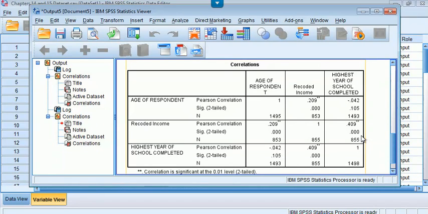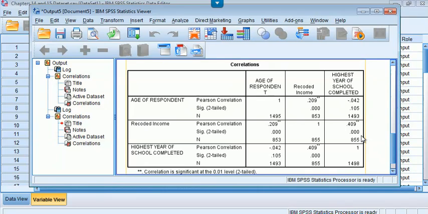So we would say this is a highly strong relationship between recoded income and highest year of school completed. And in fact, what we would probably say is that as you have more schooling completed, your income is more likely to increase. And if you wanted to know how much those years of school impact the income, you would square that 0.409, and that gives you 0.16. To get a percentage, you just move the decimal place over 2 places to the right.